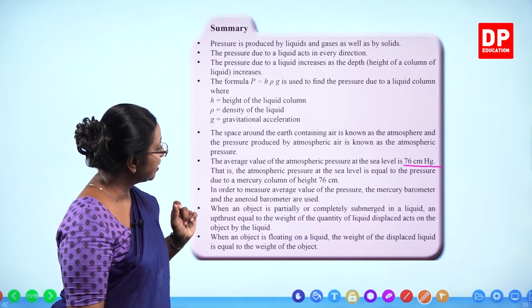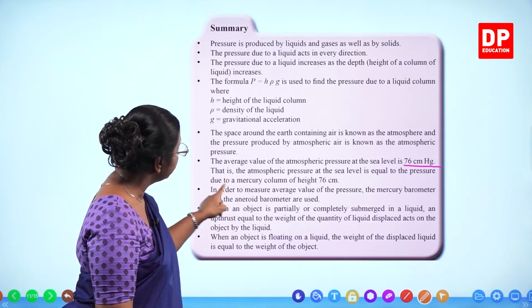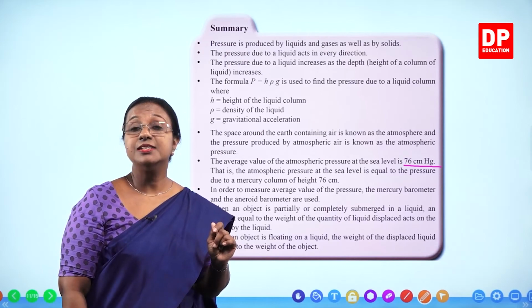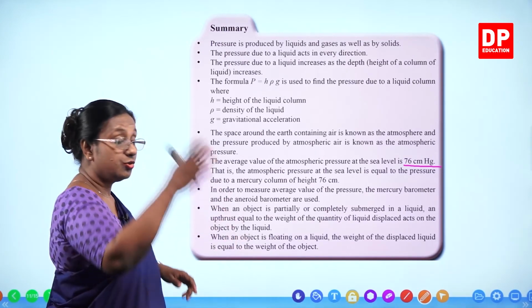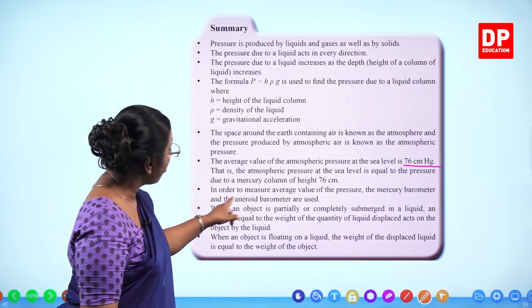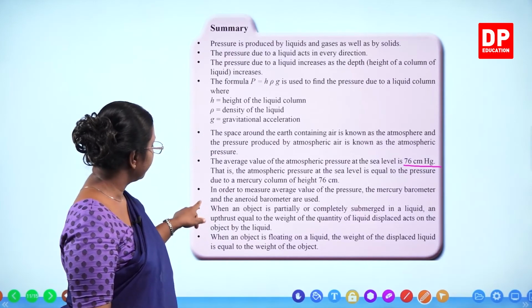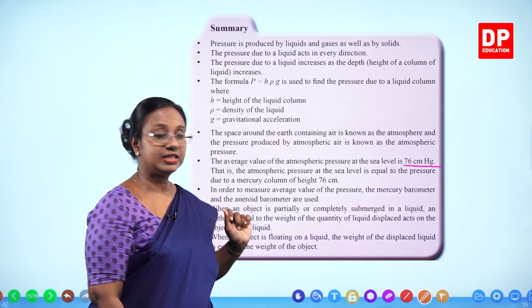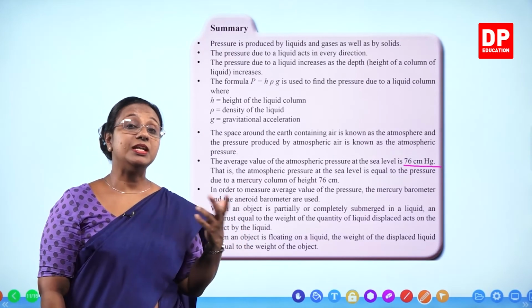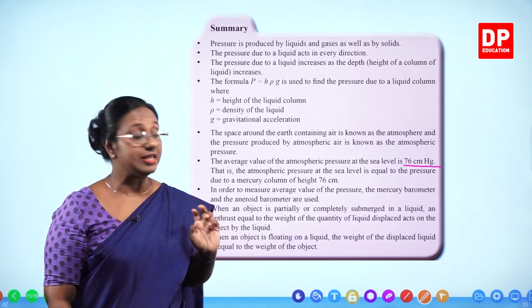That is, the atmospheric pressure at the sea level is equal to the pressure due to a mercury column of height 76 centimeters. You have to always take the vertical height. You can remember that. In order to measure the atmospheric pressure, the mercury barometer and the aneroid barometer are used. The mercury barometer has mercury, while the aneroid barometer has no liquid in it.